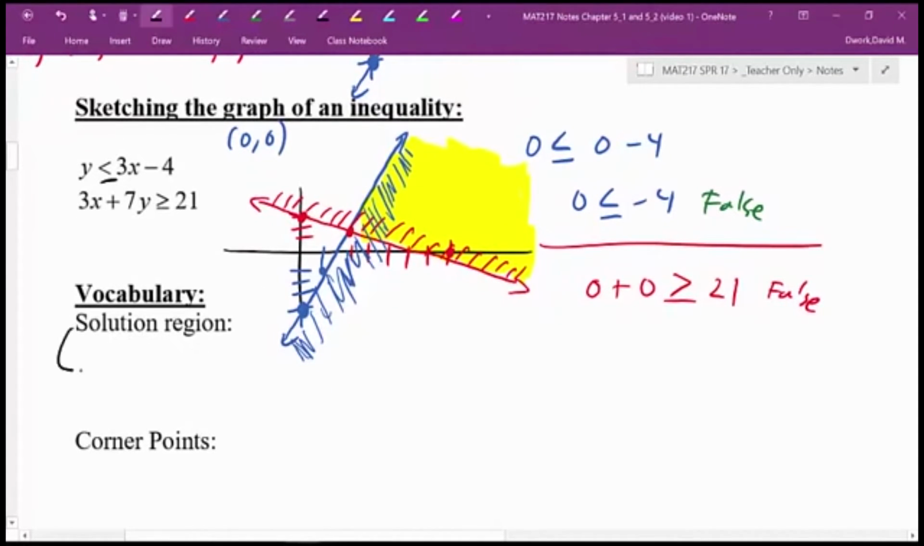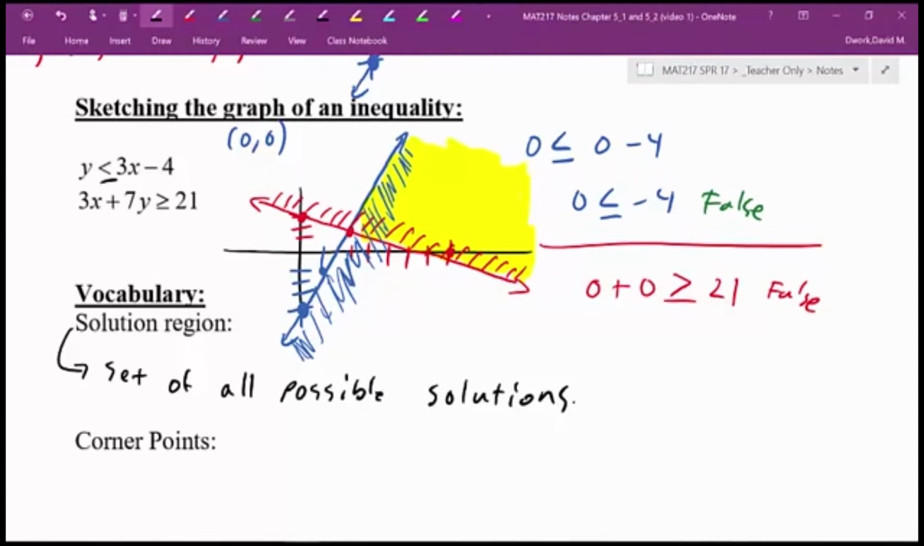So first thing, what is a solution region? What does that vocabulary word mean? It's the set of all possible solutions. Okay, so it doesn't mean you have to write down some list of all the solutions. It's more just understanding where it's possible to have one.